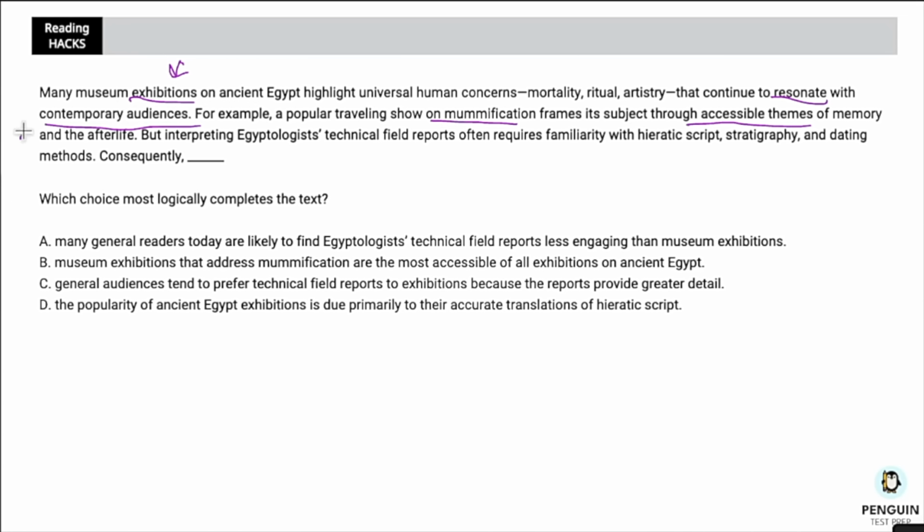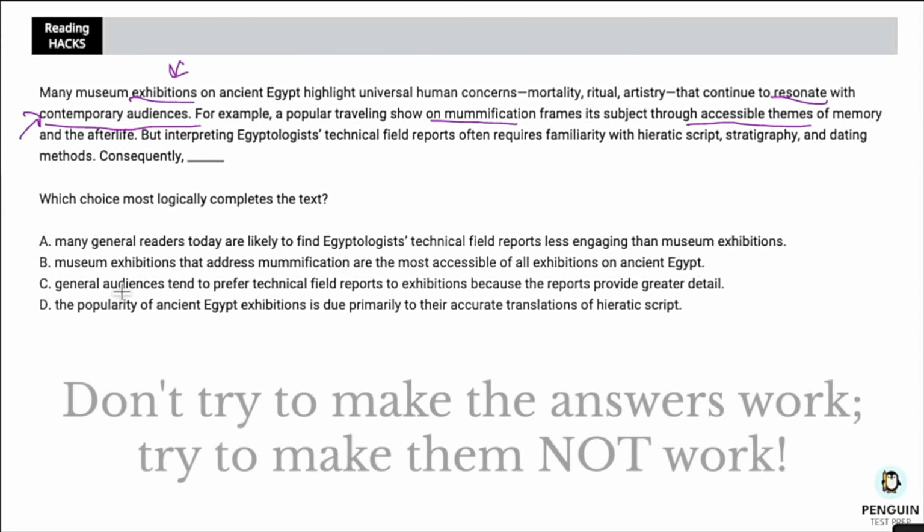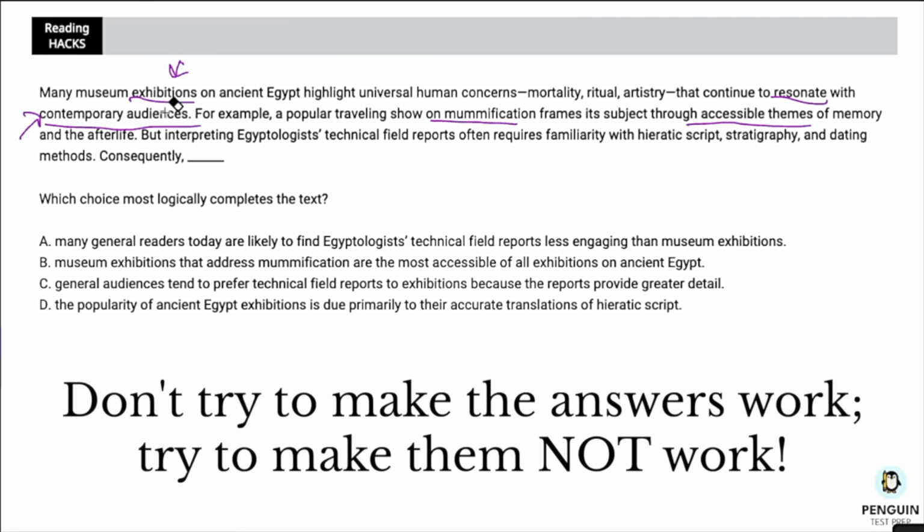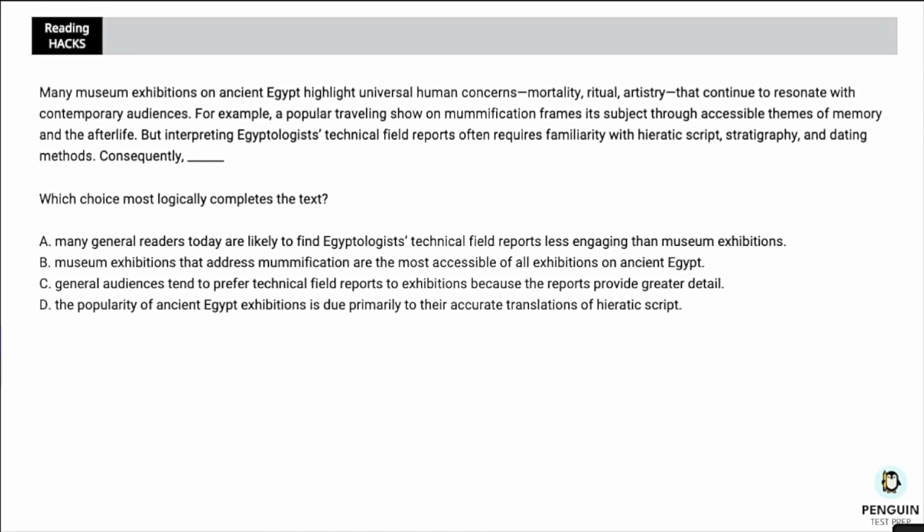they resonate with contemporary audiences. So now I've got 3 answers that I'm trying to decide between, but we don't want to try and make the answers work. We want to try and make the answers not work. So we come up with a prediction and we eliminate answers that do not match that prediction.